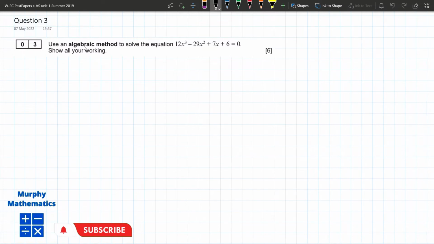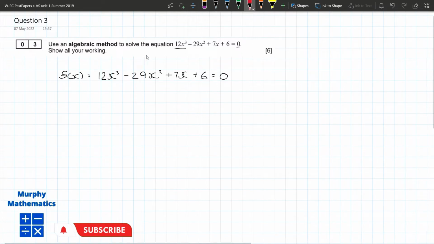Because we're using x cubed polynomials, I'm thinking factor remainder theorem, and we're told that it equals 0. So we're going to try and find all the factors within this equation. What we can do is use f of x equals 12x cubed minus 29x squared plus 7x plus 6 equals 0.